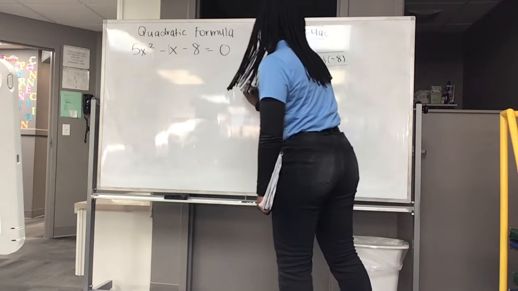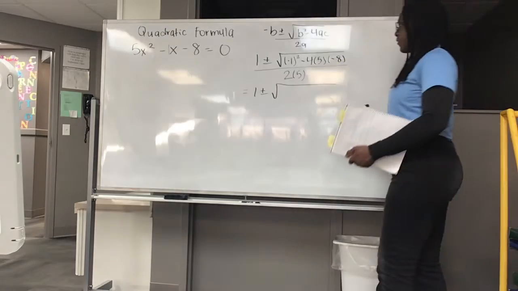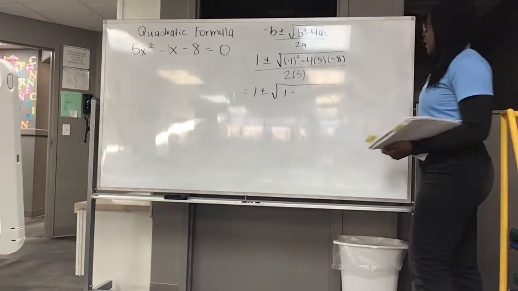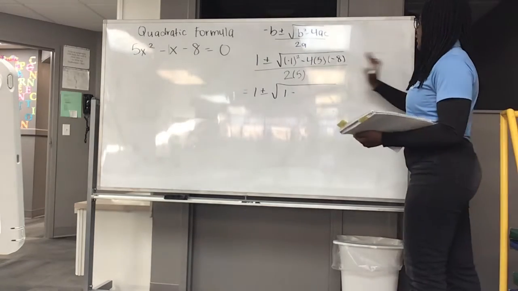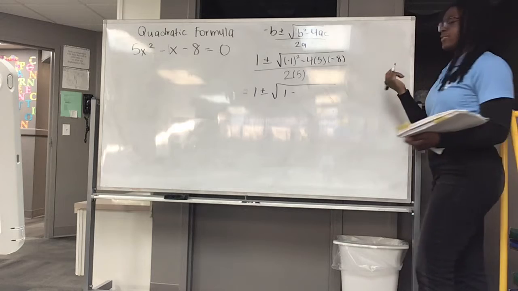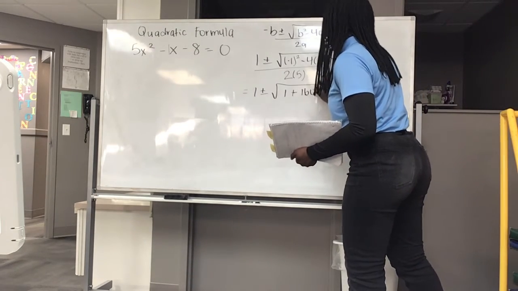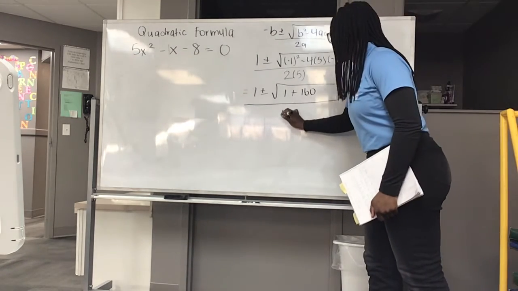Okay. So I'm going to start simplifying. Negative 1 squared is 1. And then if we have negative 4 times 5 is negative 20, times negative 8, that would be positive 160. So plus 160 over 2 times 5 is 10.